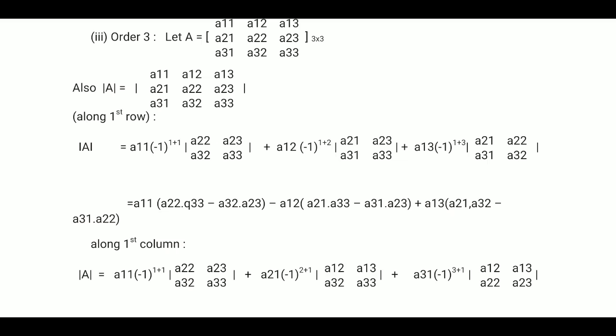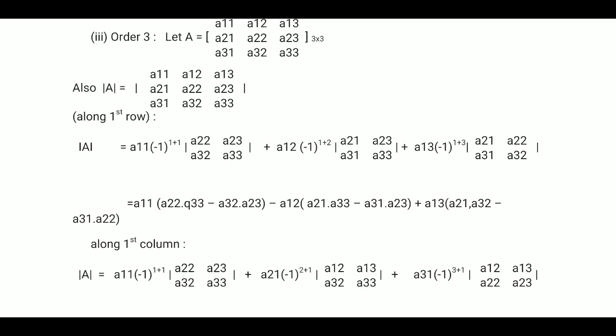Now we see that it becomes A11, and minus 1 power 1 plus 1 gives minus 1 power 2, that is plus 1. So it is A11 into 1, that is A11. Cross multiplying these, the value will be obtained. That is A22 multiply A33 minus A32 multiply A23.